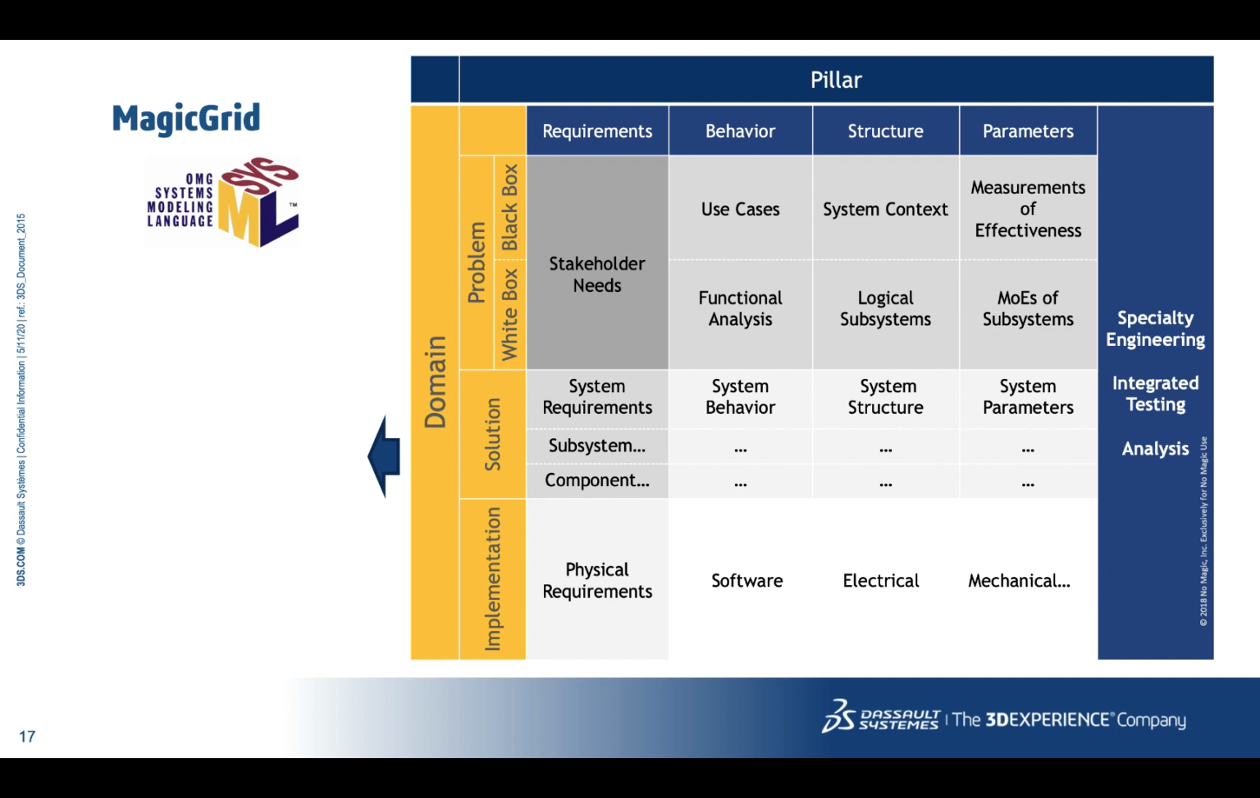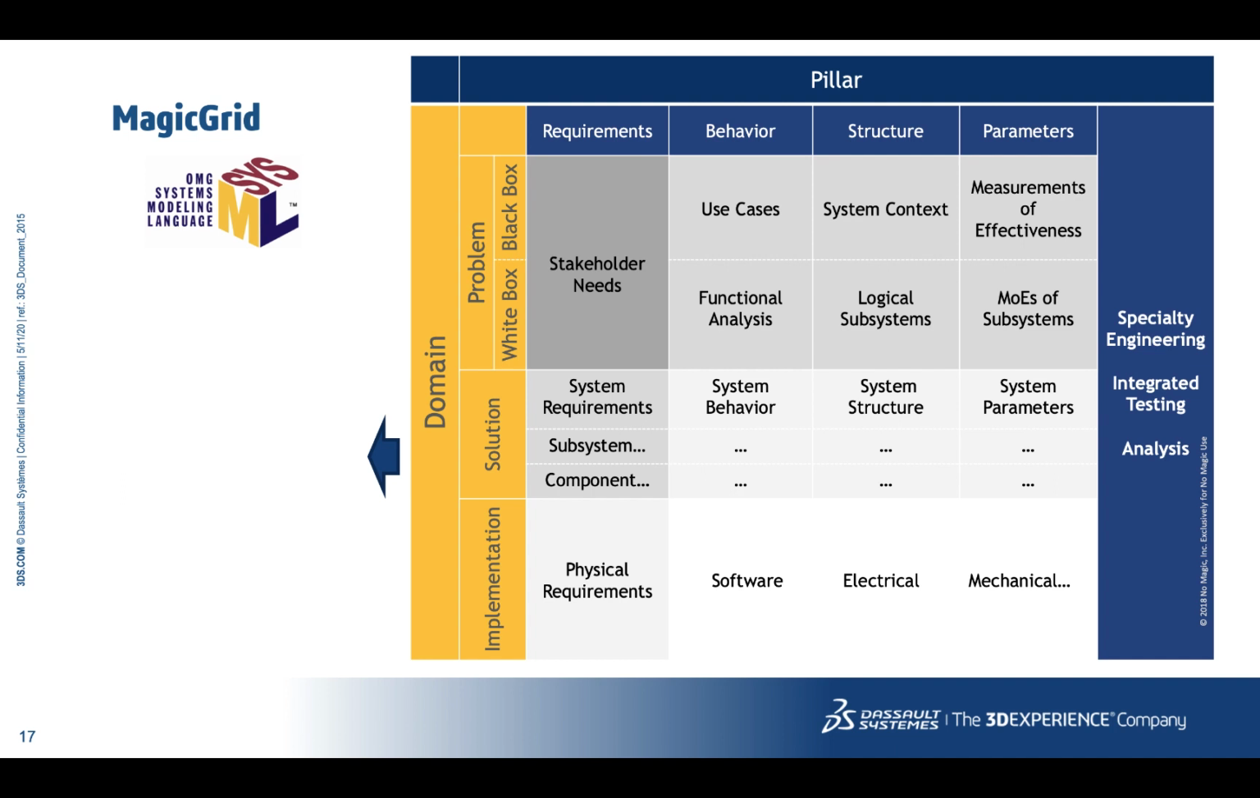So first of all, looking into the problem, this is where we have black box and white box. In the black box, we define the system from the black box perspective. In the white box, we define a system already going inside and seeing what are the main processes, what are the main functions that system provides, what are the main logical components, and what are the main characteristics of those different components. Then if we go in the solution, we can have a couple of different layers here.